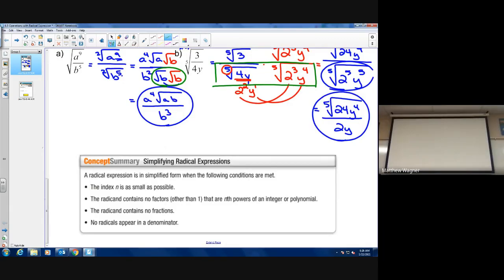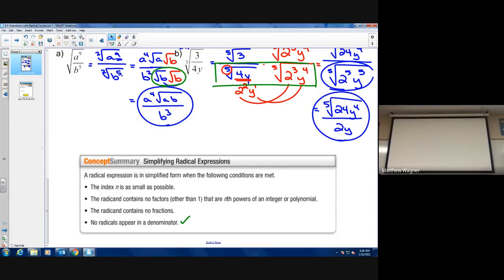All right. Simplifying radical expressions. There's kind of a summary on the bottom. Make sure your index is as small as possible. The radicand contains no other factors besides 1. The radicand contains no fractions, and no radicals appear in the denominator. This is kind of the big one. Do not leave radicals in your denominator, otherwise you will lose credits.